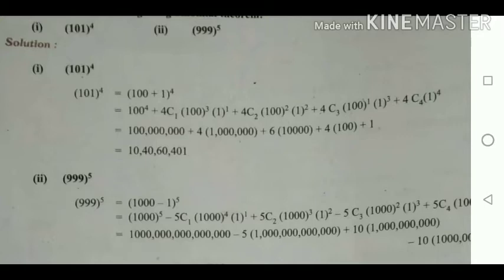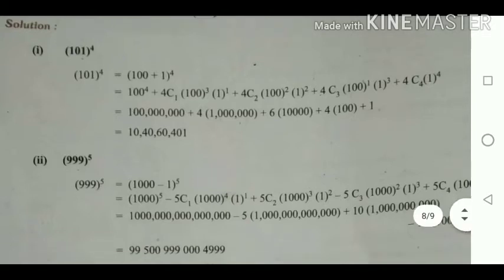So in the second term a power 1, that is a is 1, 1 power 1, 1 power 2, 1 power 3 up to 1 power 4. Then from the second term onwards, we introduce 4C1, 4C2, 4C3 and 4C4. So up to n it will go. If it is 5 terms, it means up to 5C5 it will go.